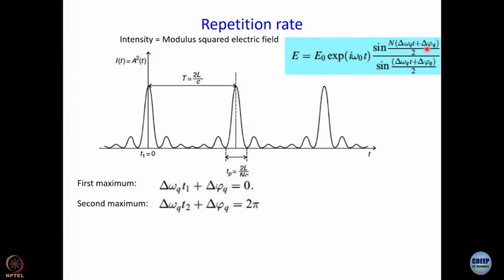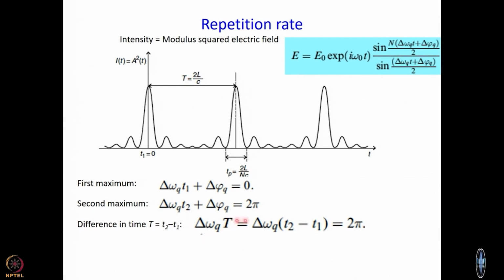And what is that T2 minus T1? That is capital T, time between two pulses. This one occurs at time T2, this one occurs at time T1. Okay. X axis is time multiplied by something, and from there you can always convert to time. So, T2 minus T1 is equal to capital T, the difference in time. So, you get delta omega q multiplied by capital T is equal to 2 pi. So, what is T? 2 pi divided by delta omega q.